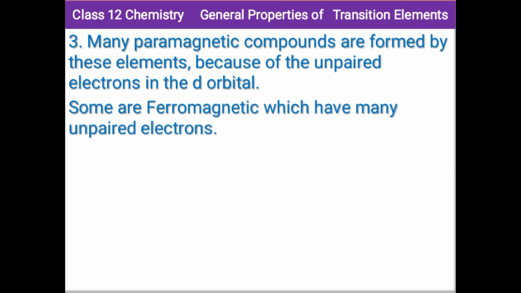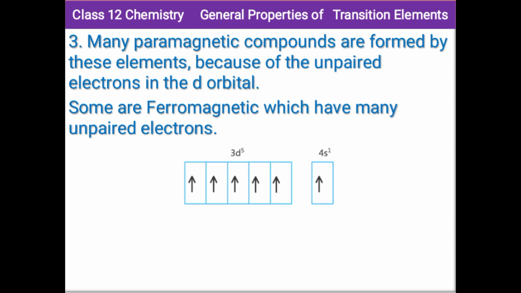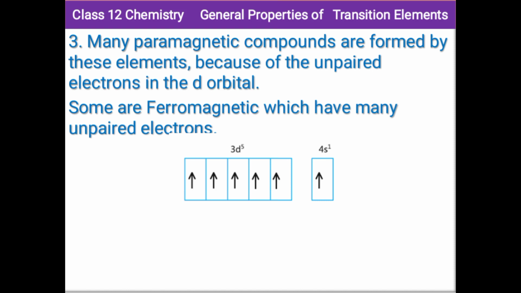Some are ferromagnetic, which have many unpaired electrons. Those which have the maximum number of unpaired electrons show very strong magnetic properties, and they are magnetic even outside the magnetic field. These are the unpaired electrons present in the 4s orbital and the 3d orbital. For example, this one has a 4s1 and 3d5 electronic structure, and all these electrons are unpaired. That is why it shows maximum ferromagnetic properties.